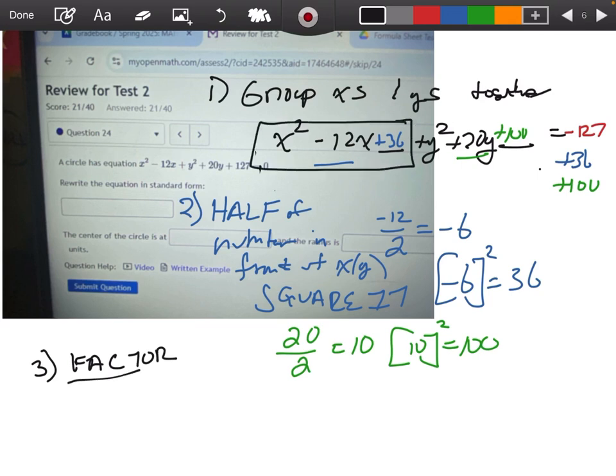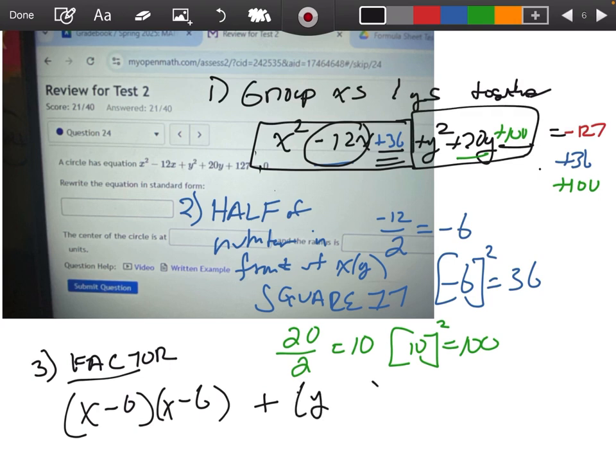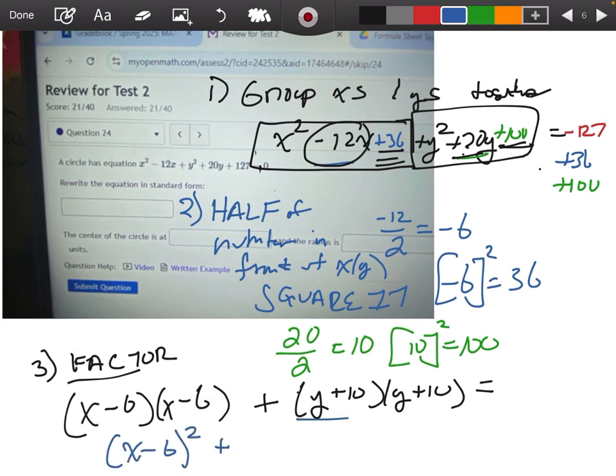So we're going to see if we can factor this. I want to get x squared, so we go x and x. We're looking for two numbers that multiply to 36 but add up to negative 12: minus 6 and minus 6. We're going to do the same thing here, factoring with y and y. We're looking for two numbers that multiply to 100 and add up to 20: 10 and 10. Since we have x minus 6 and x minus 6, we can write that as x minus 6 squared. Since we have y plus 10 and y plus 10, we can write that as y plus 10 squared.